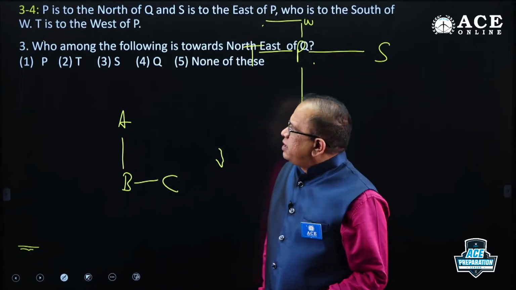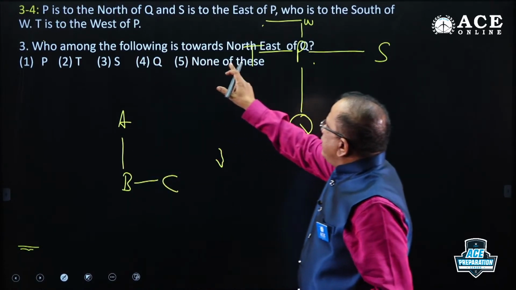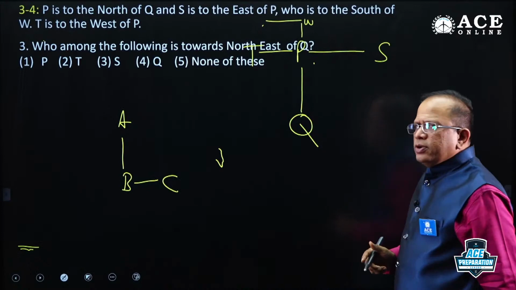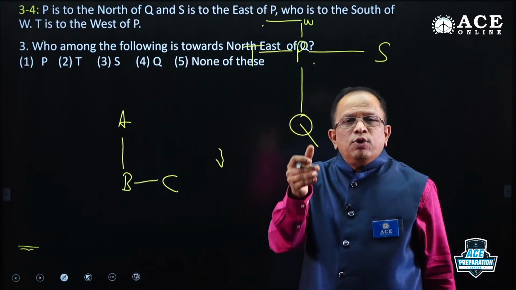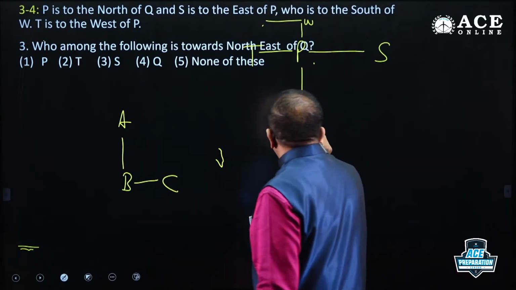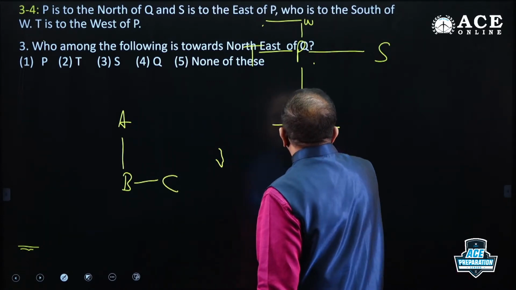Now let us see the question. Who among the following is towards the northeast of Q? Northeast of Q. So Q is the base. Q is the person. Q is the referral point. If Q is here, I'd visualize a diagram like this. Plus.